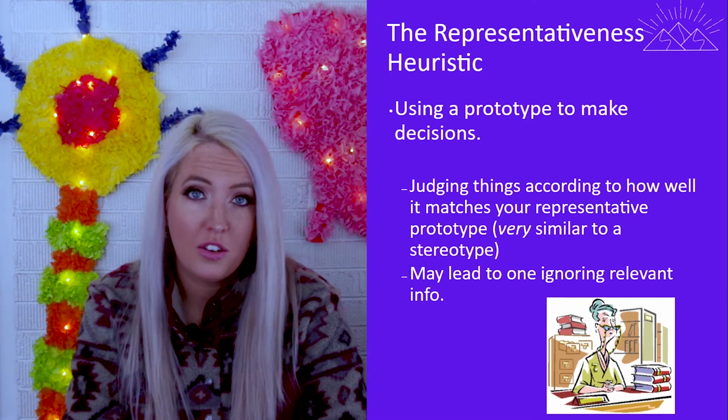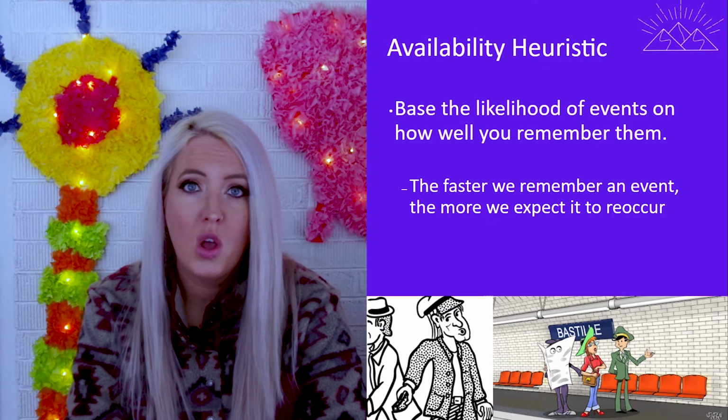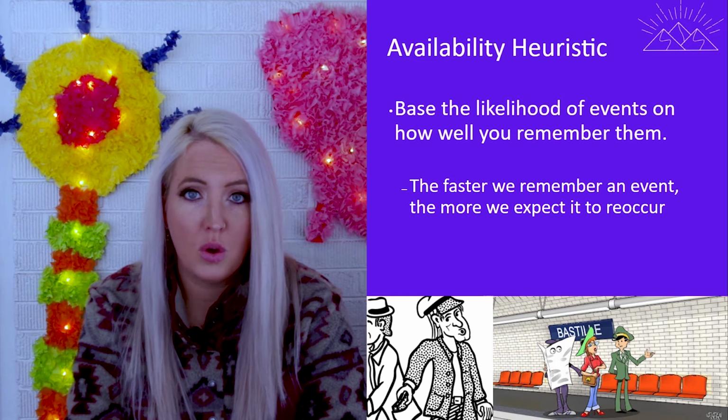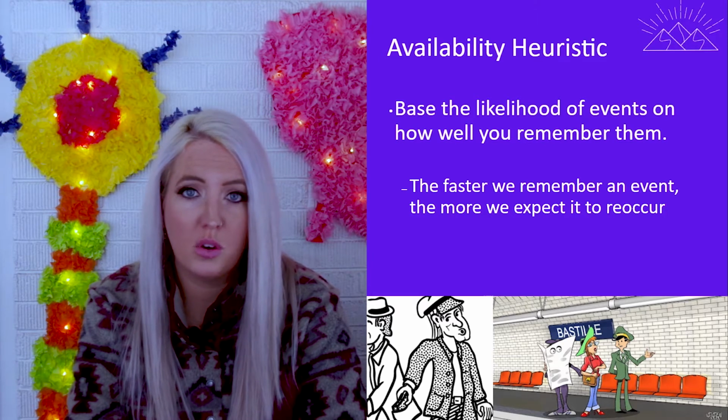The availability heuristic is where we base the likelihood of events on how well we remember them. So this is about how quickly things come to our mind. The idea here is that the faster something comes to our mind, the more likely we actually expect it to occur.